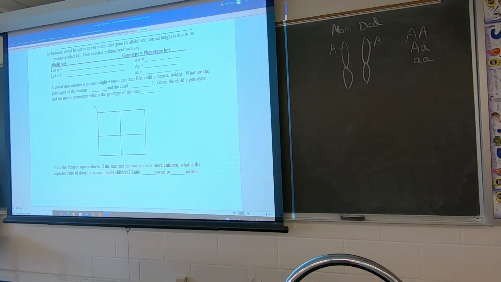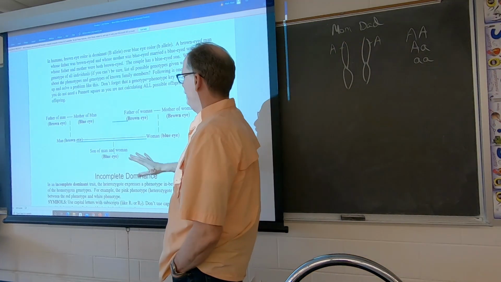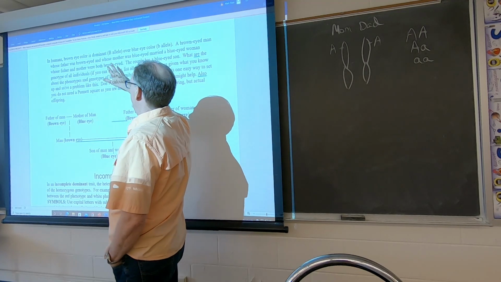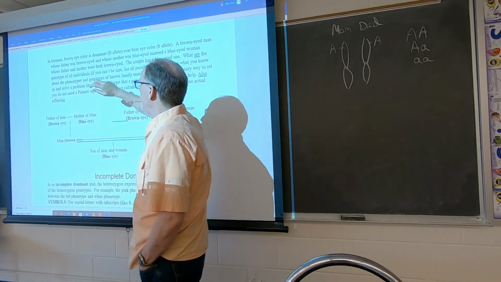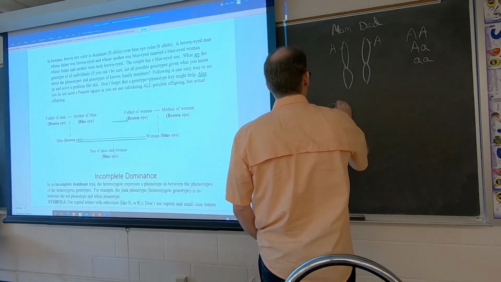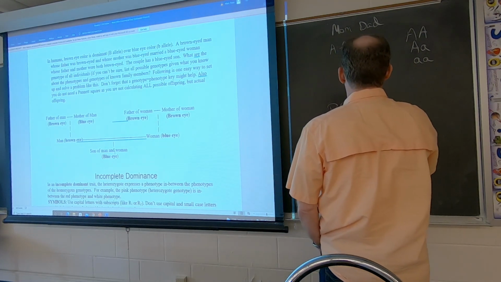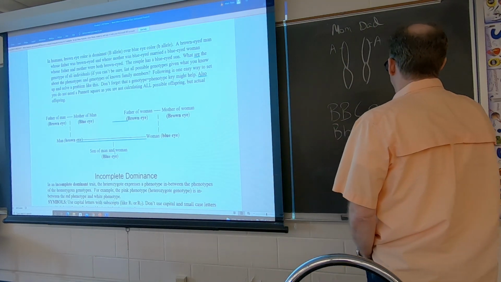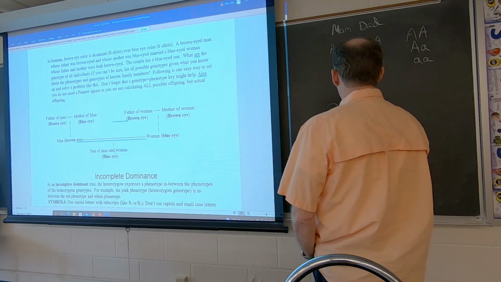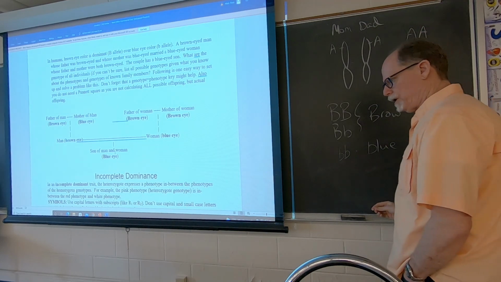Then there's one about dwarf there. And then this one is about, they're comparing, it's not this simple, but in this scenario they're making it simple. If you have the brown eye, it's dominant, you get the big B. So that means, right, if you're big B, big B, or big B, little b, that gives you brown eyes. And if you're little b, that gives you blue. Running out of chalk.